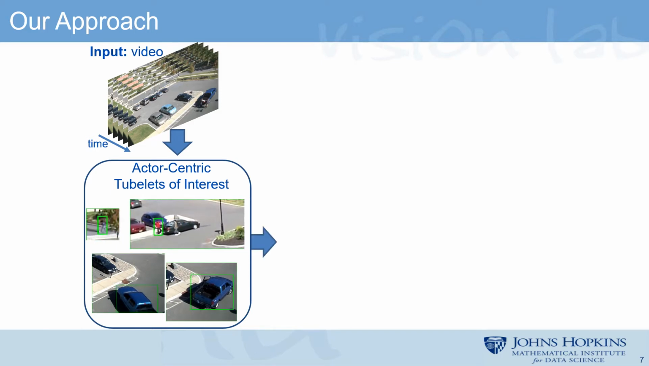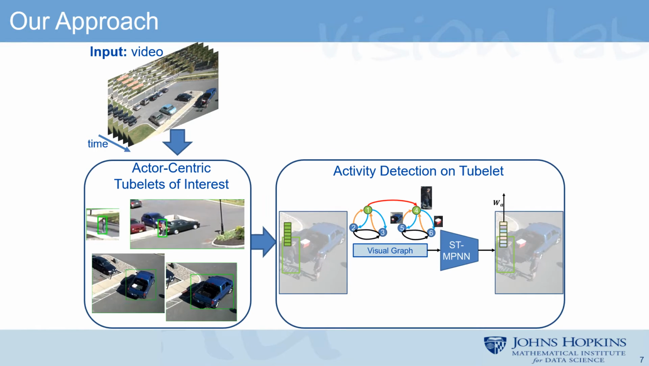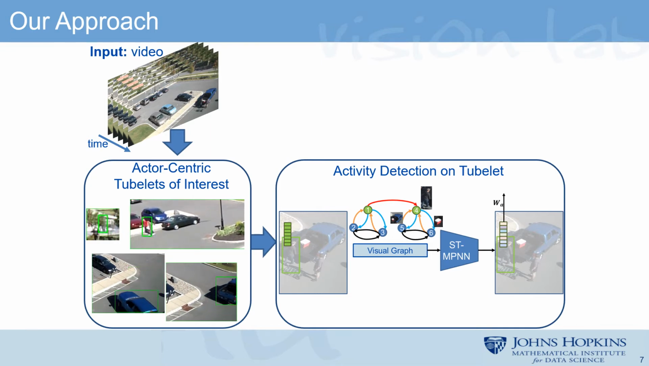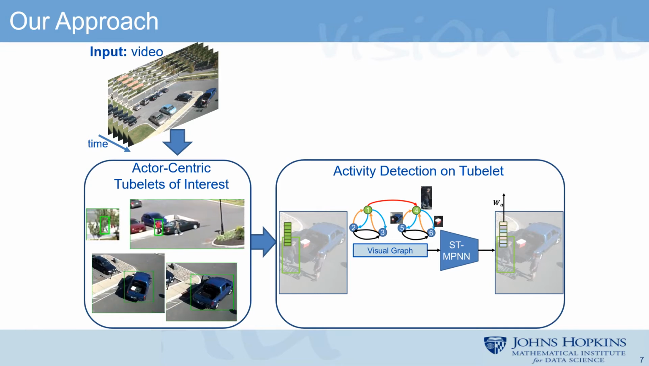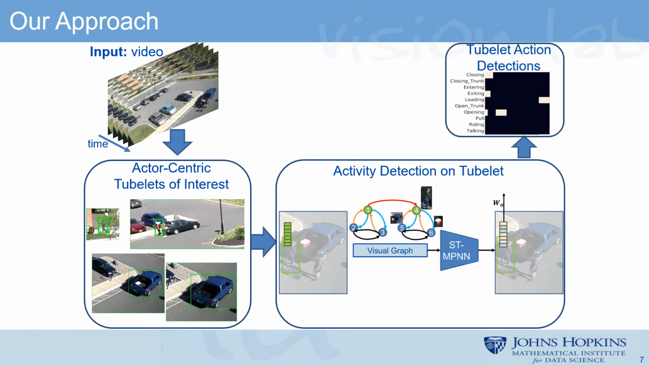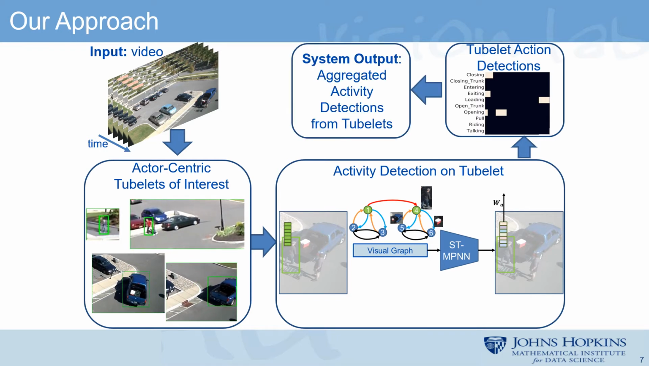We then feed each one of those tubelets to our activity detection module in order to recognize the activities that are being performed by the primary actor of the tubelet over time. Our action recognition module is designed to capture actor-object interactions and temporal dynamics. Finally, we aggregate the action detections from each tubelet to obtain action detections for the original extended video.